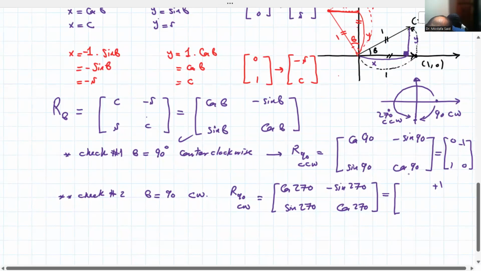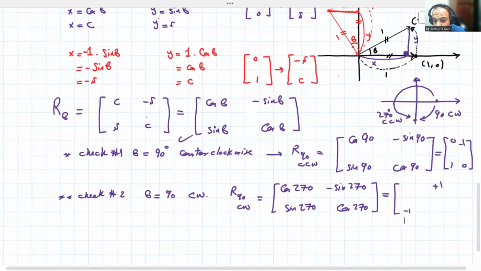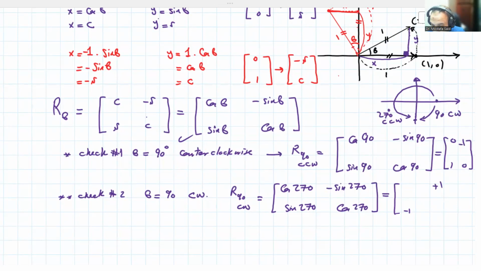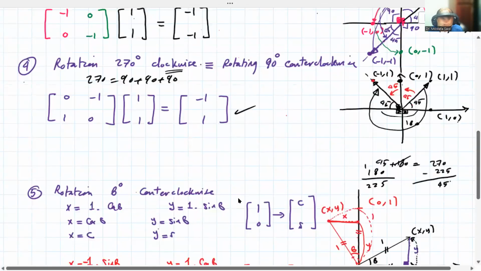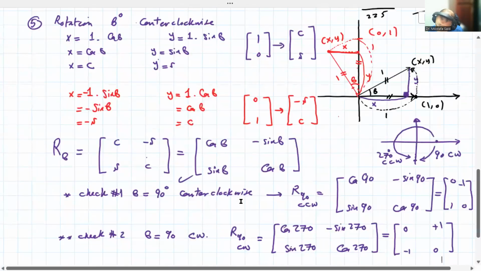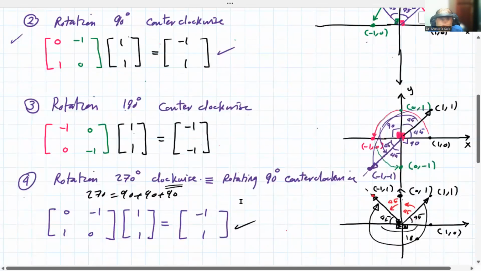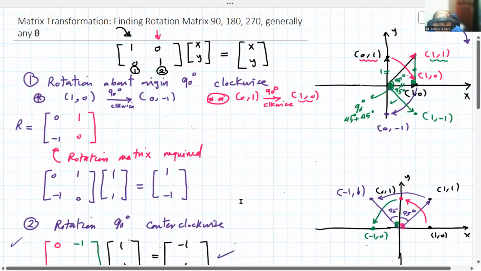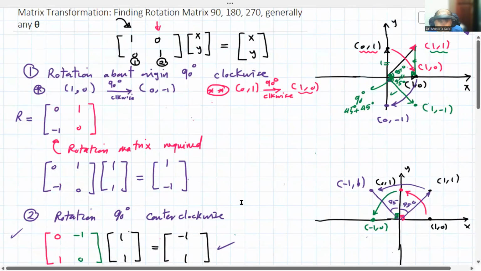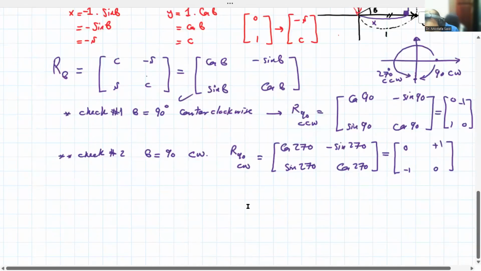Sine 270 is minus 1. Now we need cosine. Cosine 270 is basically 0. Okay, so we end up with 0, 1, minus 1, 0. Let's check. We have it: 0, 1, minus 1, 0. So we need 90 clockwise, and this is also correct. Okay, check number 3.